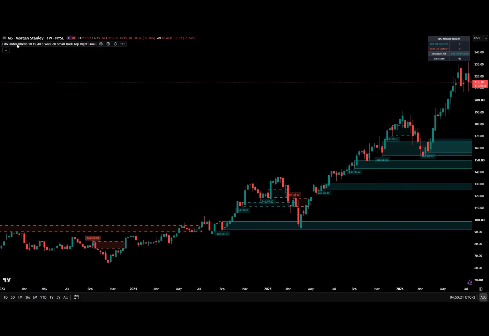Today we're mapping institutional footprints, using Edo Order Blocks. An order block is the last candle against the move, right before price breaks away with force. It marks the zone where big orders were absorbed before the impulse, and price often returns to it later to react. On Morgan Stanley Weekly, each shaded box is an order block the indicator found, with a quality score printed on it. Instead of drawing zones by hand, you get them mapped automatically, and scored.